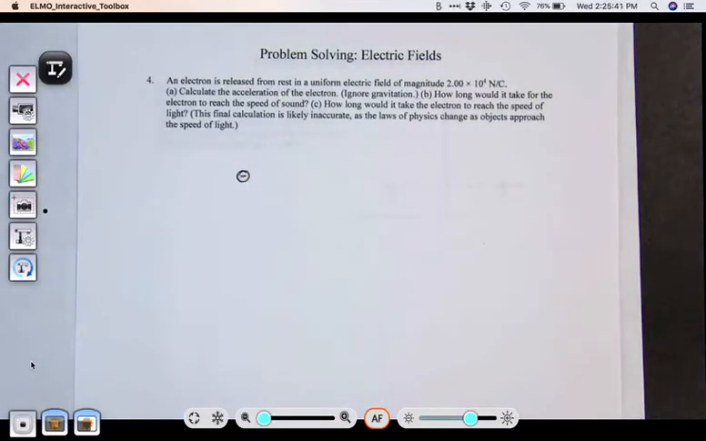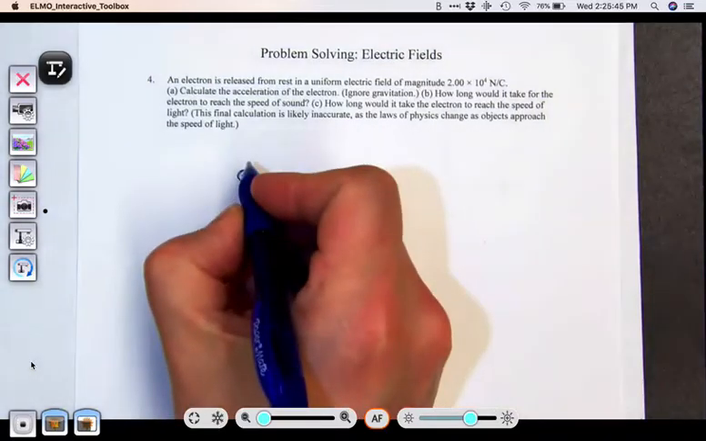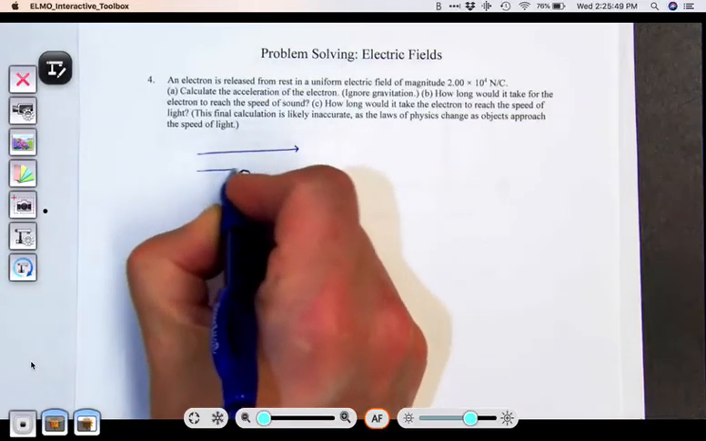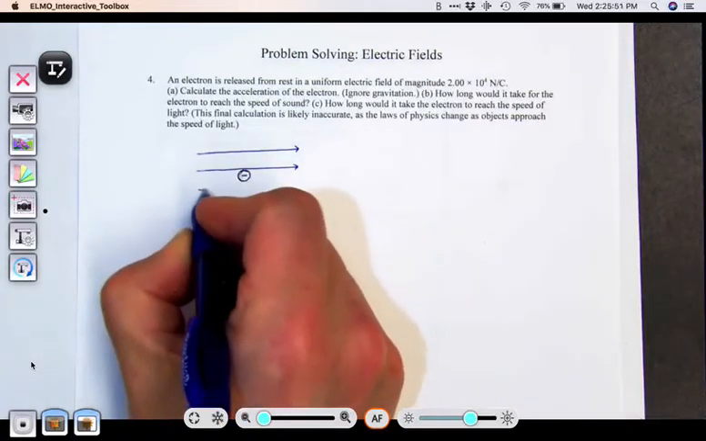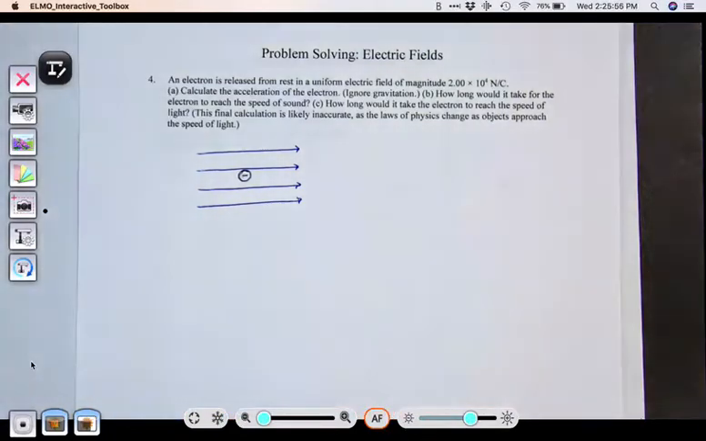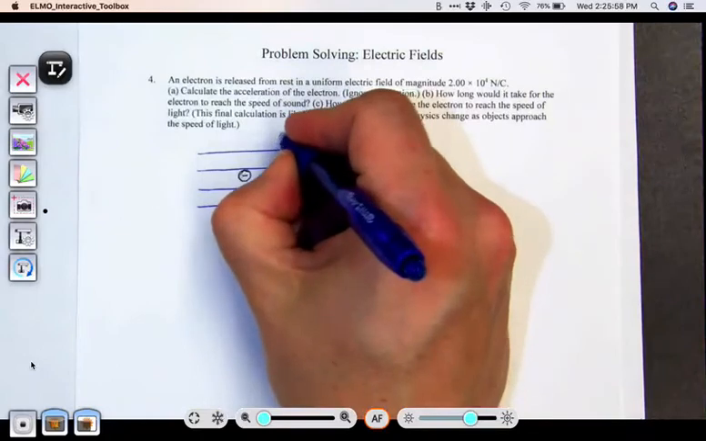All right, so I have an electron, and if I put it in a uniform electric field, which again we could sketch by a series of parallel field lines. Let's remind ourselves that's an electric field.